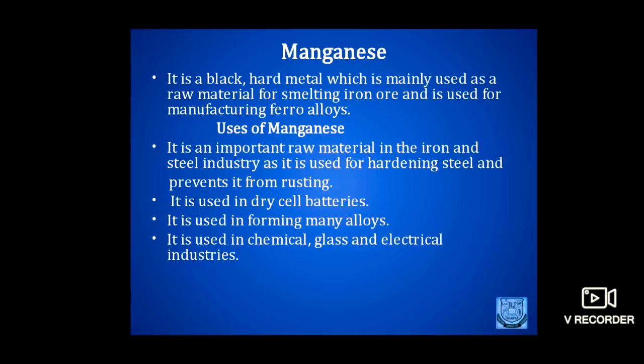Uses of manganese. When we check out the uses of manganese, it is an important raw material in the iron and steel industry, making the steel very tough and resistant to rusting.